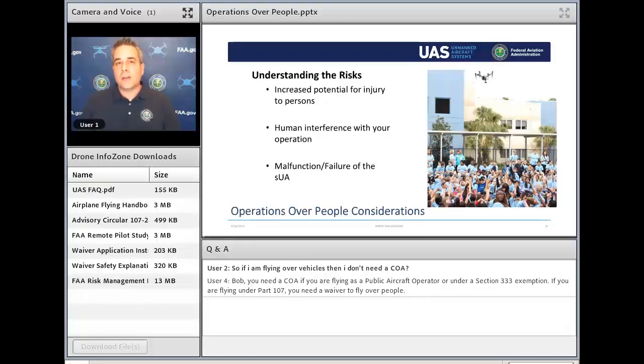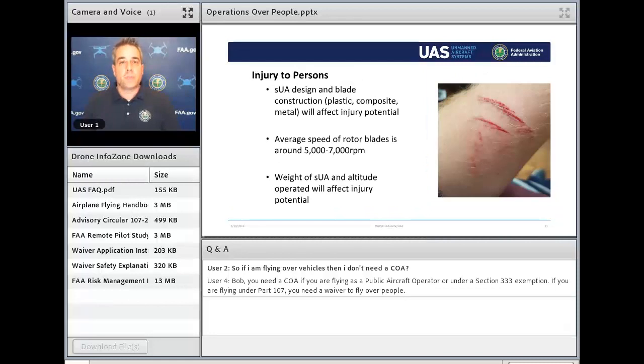So before we get into the actual waiver safety explanation guidelines, let's talk a little bit about some of the risks that are inherent with operating over people. Clearly, risk number one would be we have an increased potential to injure those people that are going to be below our aircraft. There's also a possibility that humans may interfere with your operation, and that malfunction or failures in your small unmanned aircraft become more critical because now we're not talking about perhaps crashing into a field. We could be crashing into a group of people. So failures or mechanical issues are more critical when operating over people.